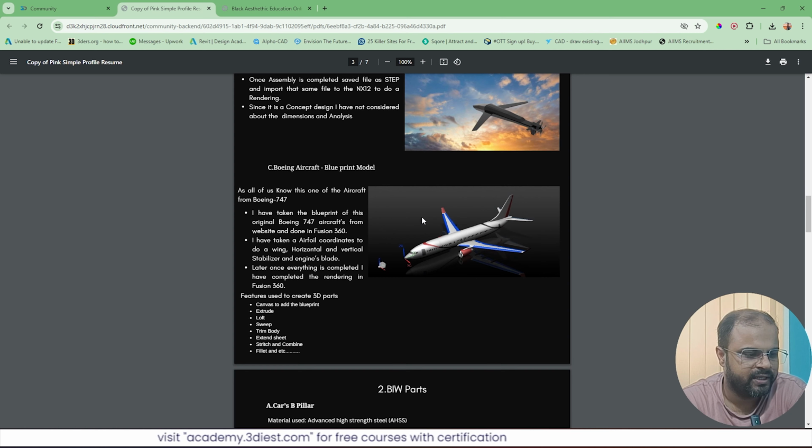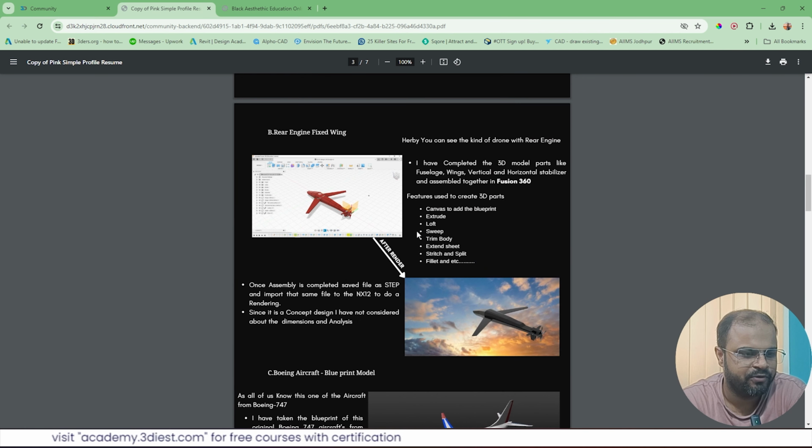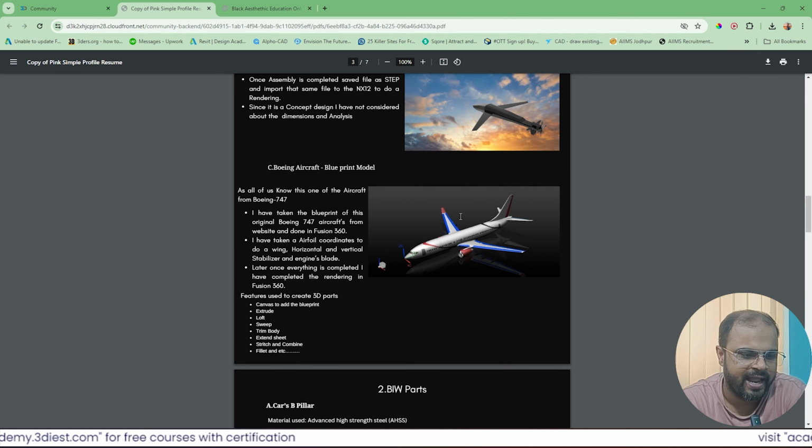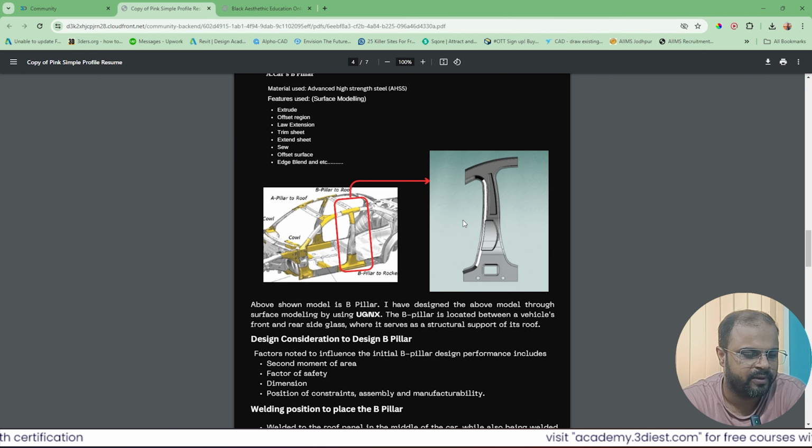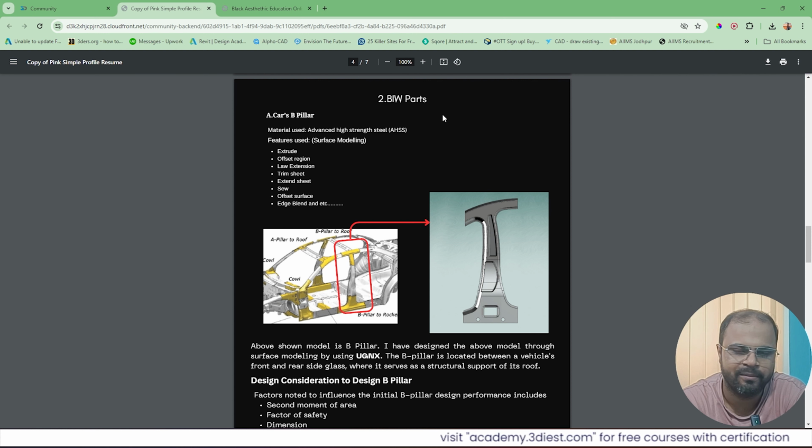So if we move on to the next page, here you can see he was talking about aircraft models, and these things were related to aerospace. And now if we move to the bottom, here you can see he has also included the BIW parts. So this is the thing that I never recommend.